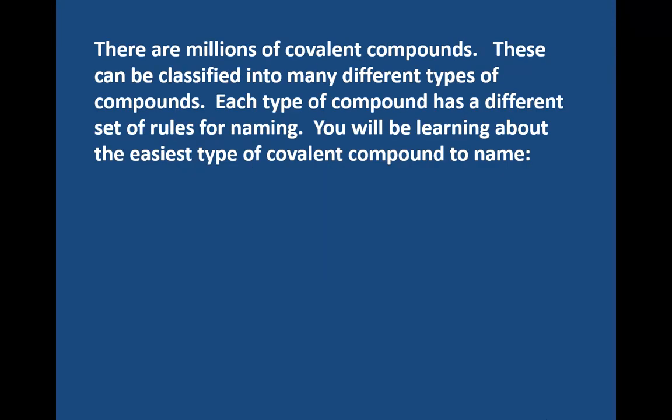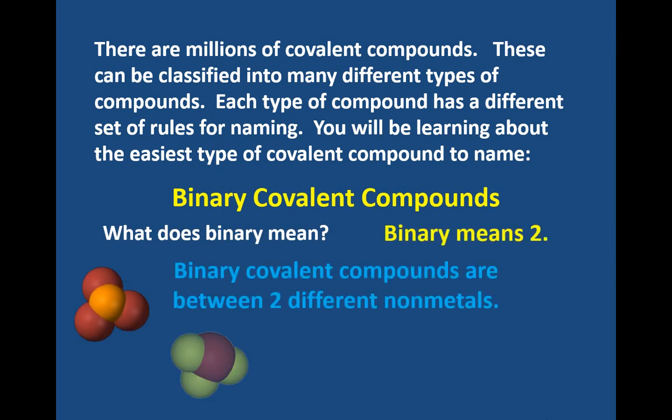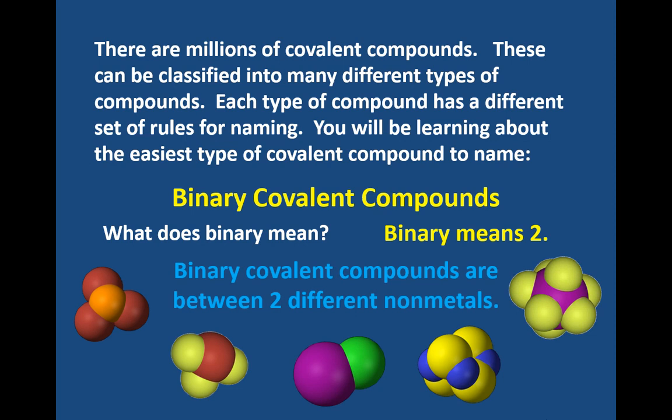There are millions of covalent compounds. These can be classified into many different types of compounds. Each type of compound has a different set of rules for naming. You will be learning about the easiest type of covalent compound to name, the binary covalent compounds. What does binary mean? Binary means two. Binary covalent compounds are between two different nonmetals.